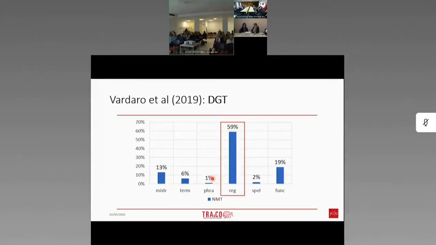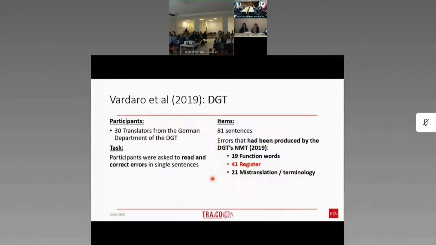Yes. So just to recap, those are the errors in the manual annotation of what was corrected. And as I said, about 60% of the errors were register errors that were corrected. And for the eye tracking study, we combined mistranslation and terminology because they're often quite related. And we also looked at function words. And in this manner, we nearly looked at all error categories, at least. So this phraseology part was not very frequent, and spelling mistakes are not really an issue for a good NMT anyway. So this is what we covered in terms of the eye tracking.